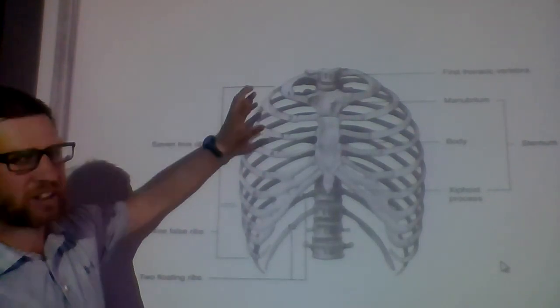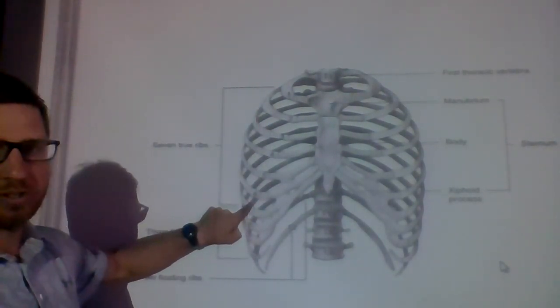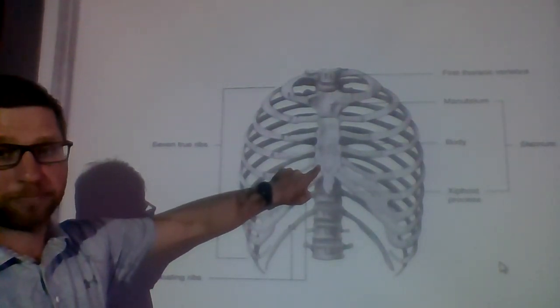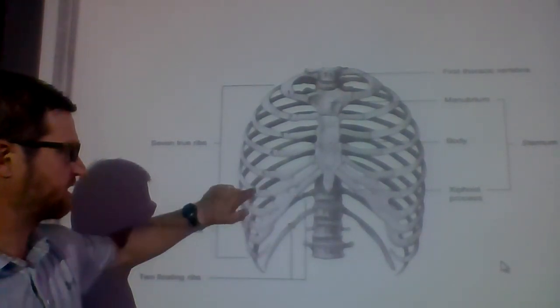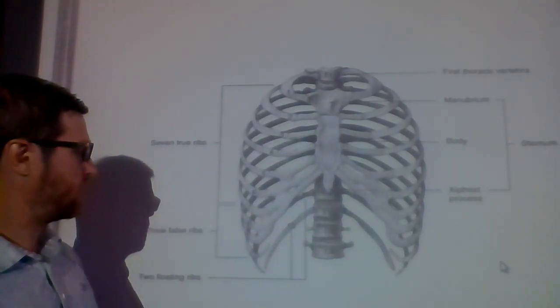But you do have sort of regions with your ribs. You have 7 true ribs. True ribs have a direct articulation to the sternum. All right, so this rib right here, number 7, has direct articulation. 6, 5, 4, 3, 2, and 1.